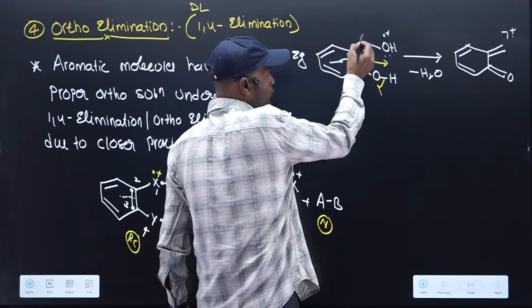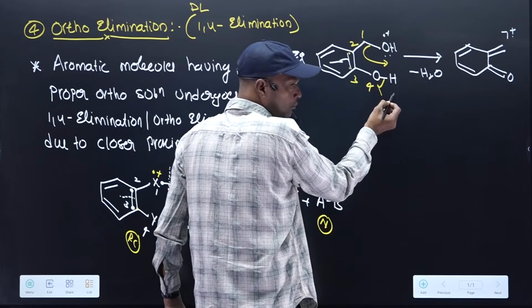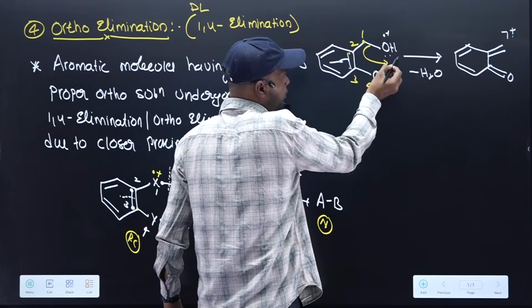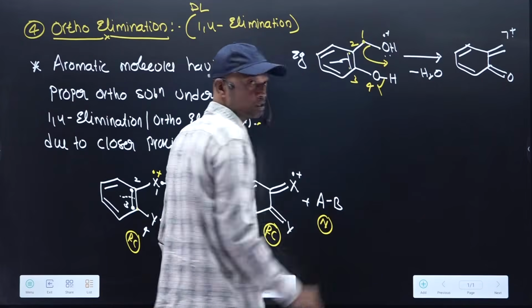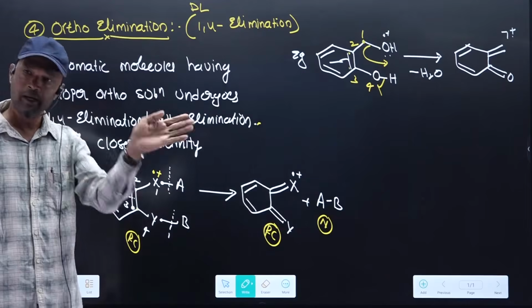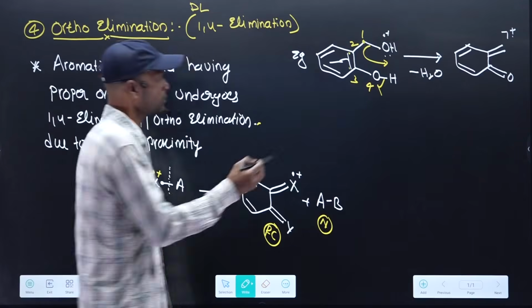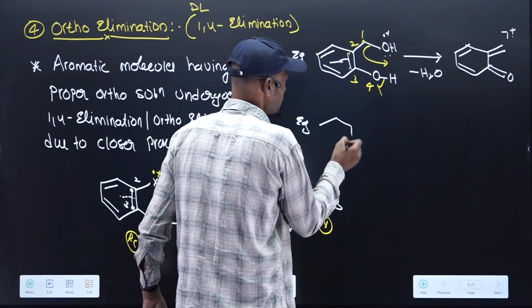So is it 1,4? See, I removed one group from position 1 and one atom from position 4. On 1, I removed hydroxy. On 4, I removed hydrogen. Is it 1,4? That point you need to focus on. Don't remember elimination blindly. Where we are removing is the key point. So one example I will show, just give the answer.